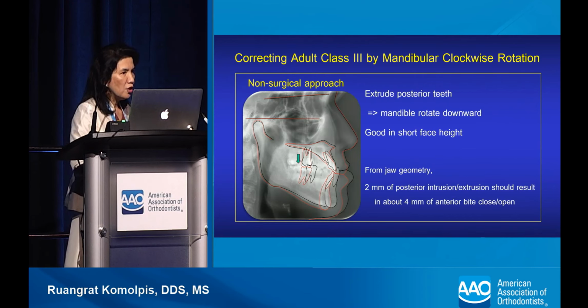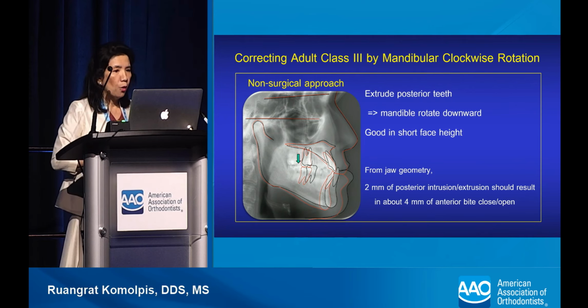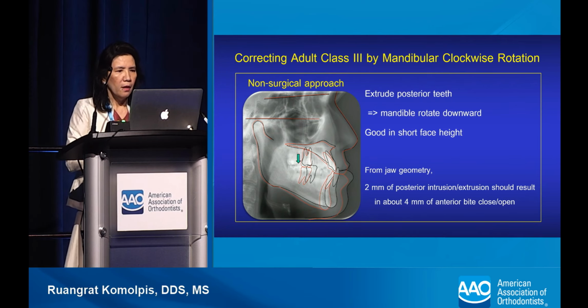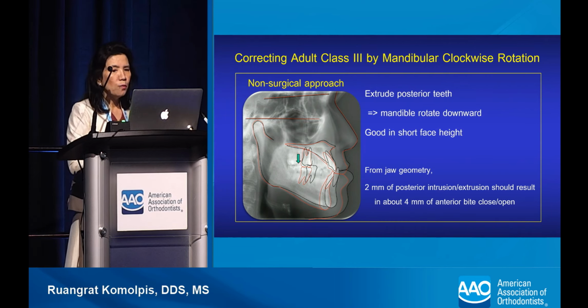What about the non-surgical approach? If we can extrude posterior teeth, we can rotate the mandible downward. So this is good in short face height people. Every 2 millimeters of posterior intrusion will result in 4 millimeters of bite closing in the front. This is good for anterior open bite. And vice versa, 2 millimeters of posterior extrusion should result in about 4 millimeters of bite opening.